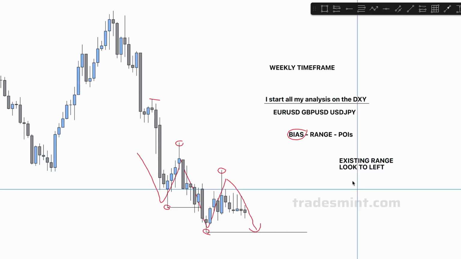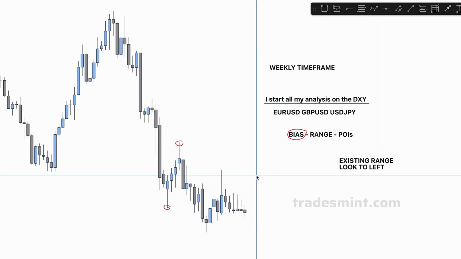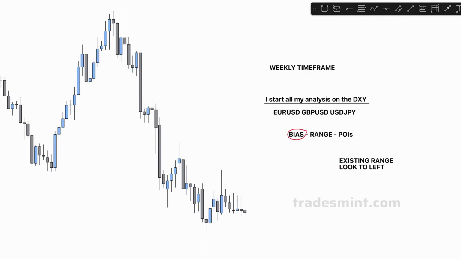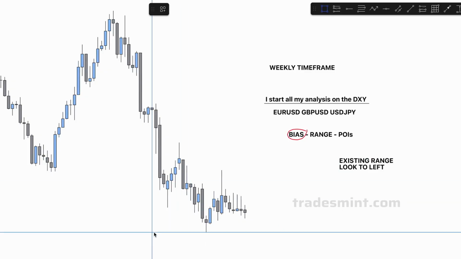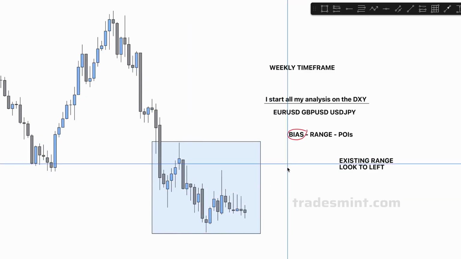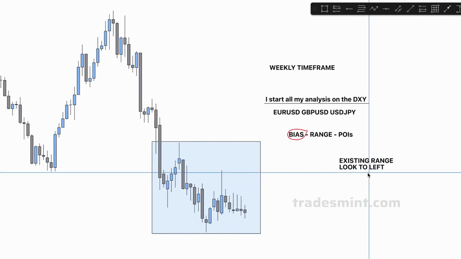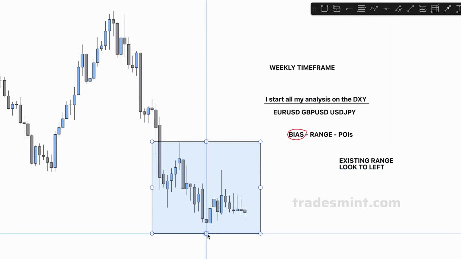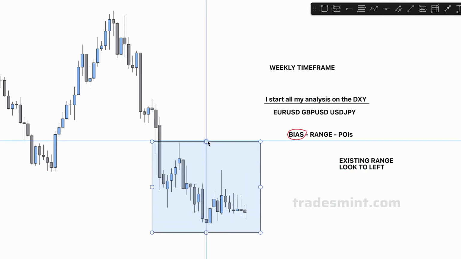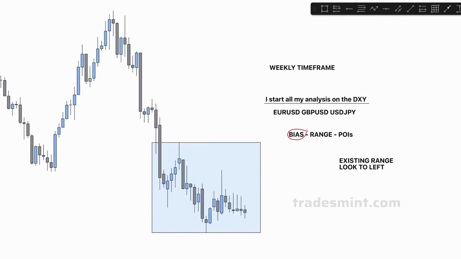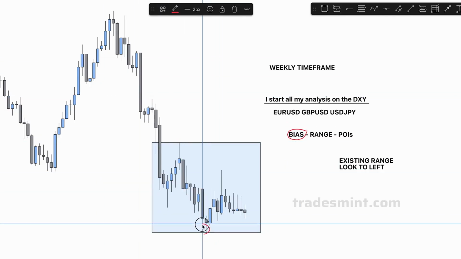Now, the next step outside of the existing range is to look to the left. This isn't to determine the current trend. We've done that already by just looking at this weekly range. But by looking to the left, what we do is identify if there's any areas of interest, demand zones, supply zones, points of liquidity that maybe the market has swept with one of its recent pushes, right?